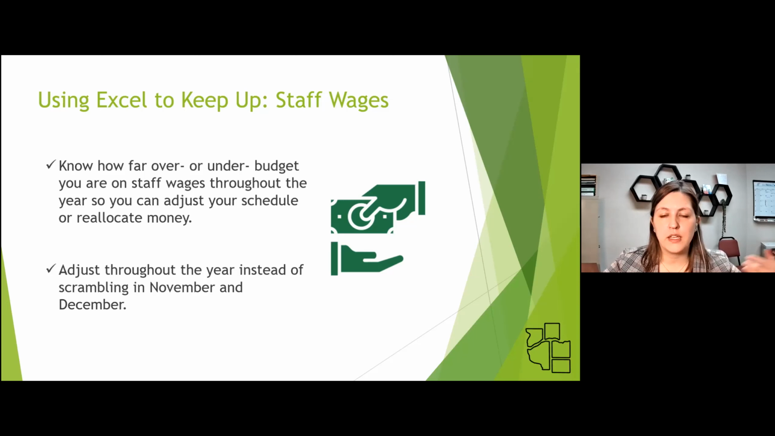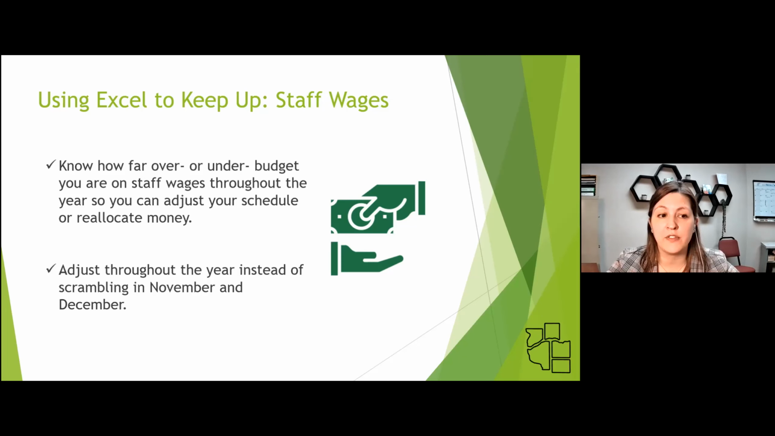How I managed to keep up with staff wages is to average out how many hours each staff person worked in a pay period. In Lancaster, we were paid every other week. So it was a two-week pay period that I averaged and tracked. The template that I'm going to show you tracks how far over or under budget you are for each staff category, as well as your total over and under on an ongoing basis.